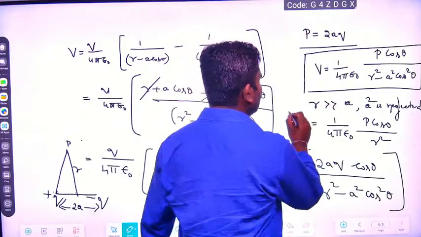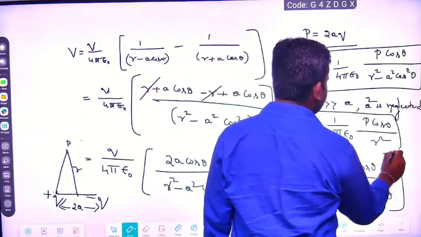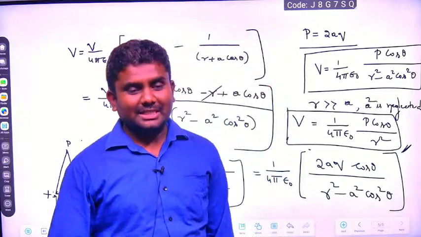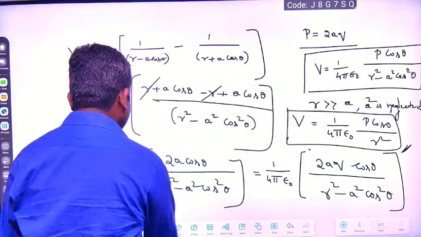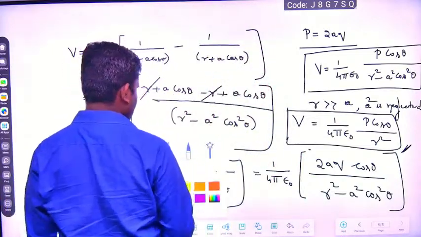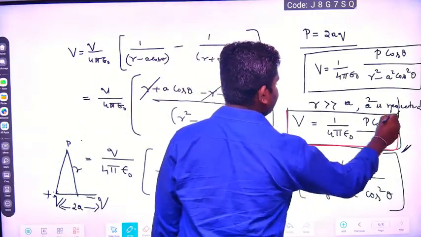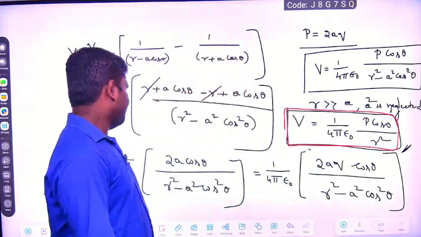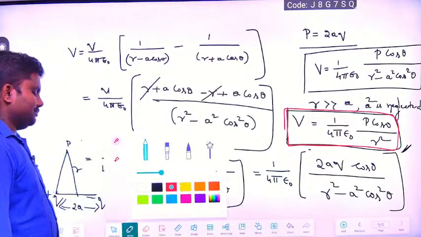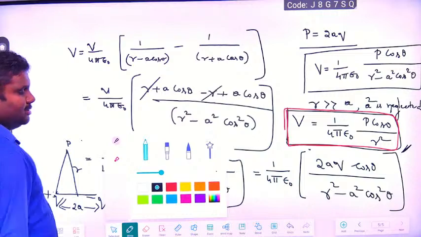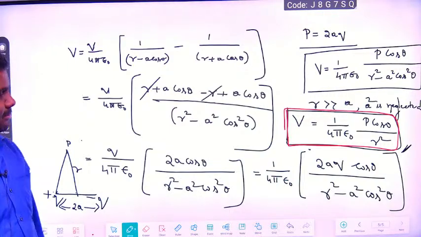This is the total potential due to the dipole at the general point. Please take it down with the pen. This is the final answer. Okay? Finished? Finished? Yeah, finished?